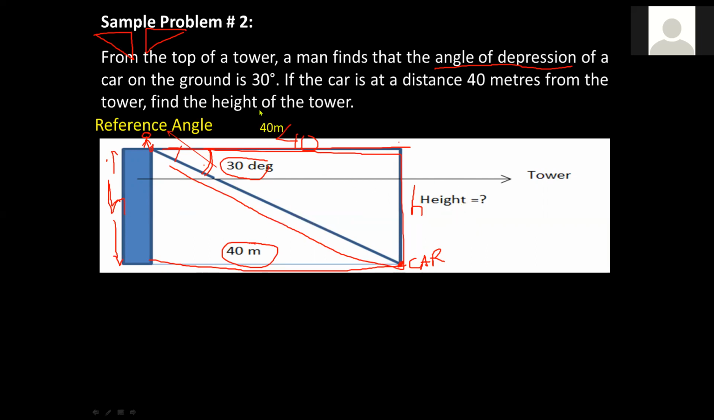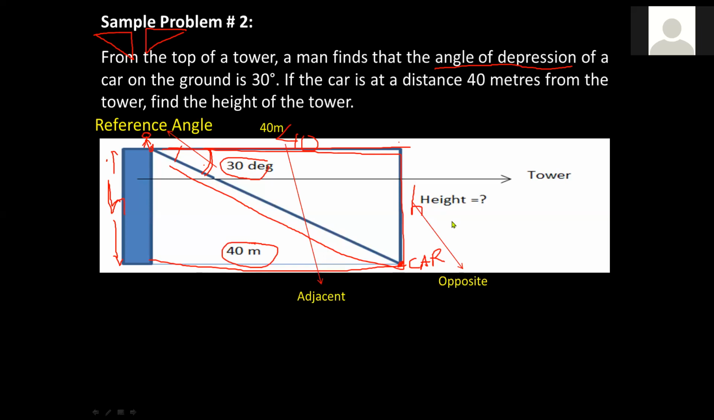Okay? The 40 meters is actually our adjacent. And then, the height is actually our opposite. Now, look at the involved sides, anak. Opposite and adjacent. What do you think is the right function that we're going to use in this problem? Look at the involved sides and what they are called, anak.